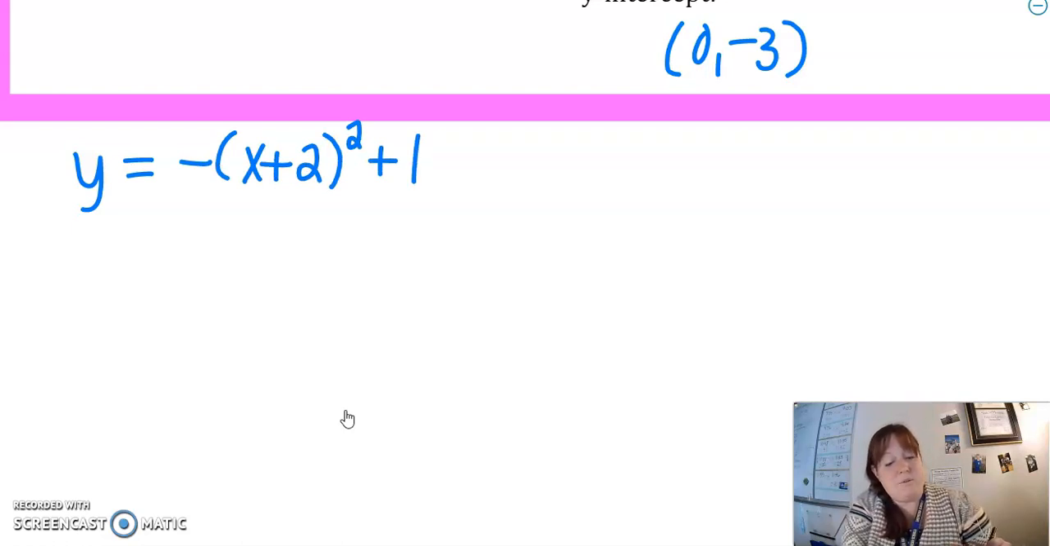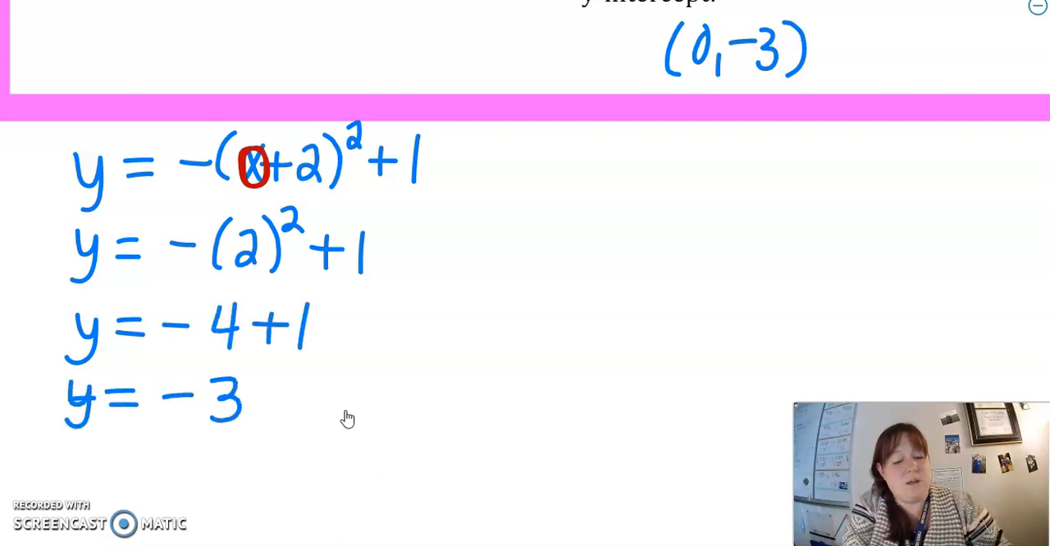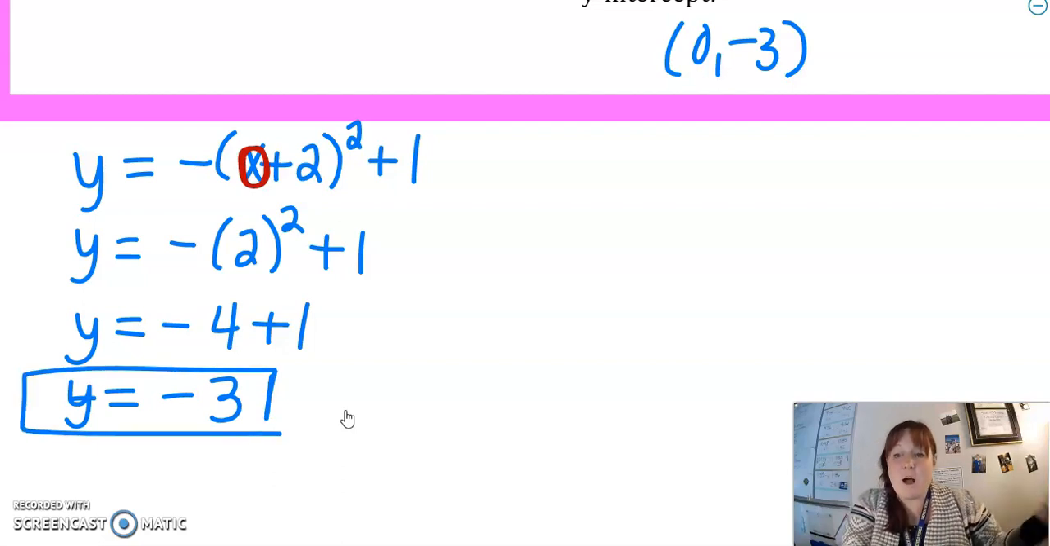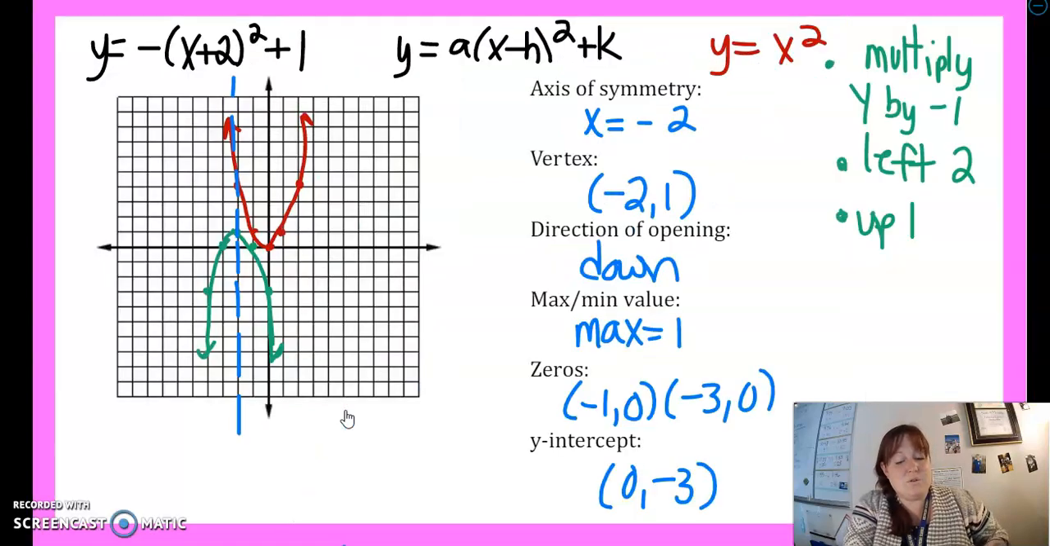So all I have to do is plug in 0 for x. It's like I plugged in 0 into my toaster, and I need to see what comes out. So I get y equals -(2) squared plus 1. Okay, and remember exponents come before multiplication, so I square that first. So I get y equals -4 plus 1, which is y equals -3. So that's my y-intercept as well, if you can't see it from the graph. So there you go. That's how you use vertex form to graph a parabola.